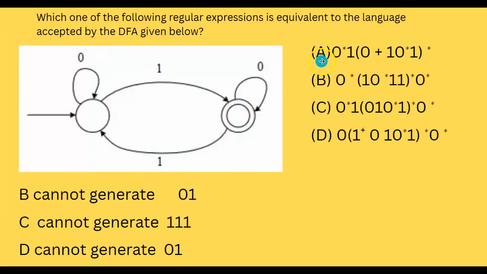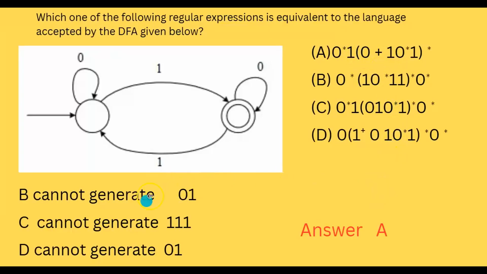Option A represents this DFA correctly because of 0 or more occurrences of 0, then 1. That is what is given here. Then this is the final state. Or it may have 0 or more occurrences of 0, then 1. That is what is given here. Then again 0 or more occurrences of 0, and finally it can have another 1. So that is what is represented here. So option A is the right answer.